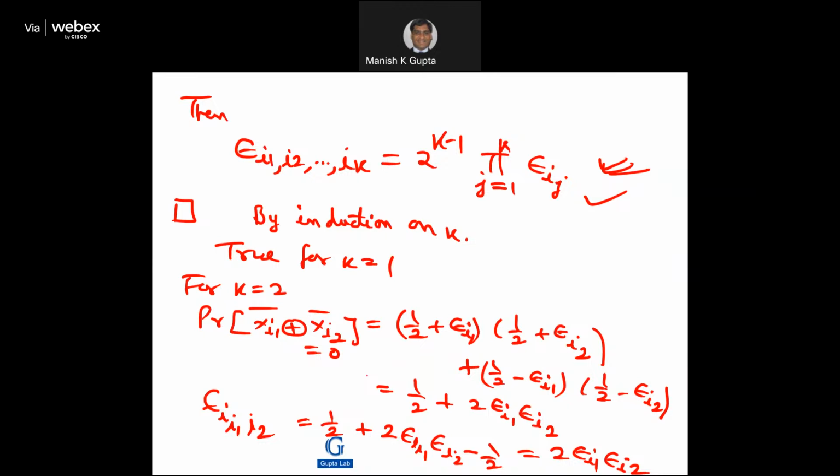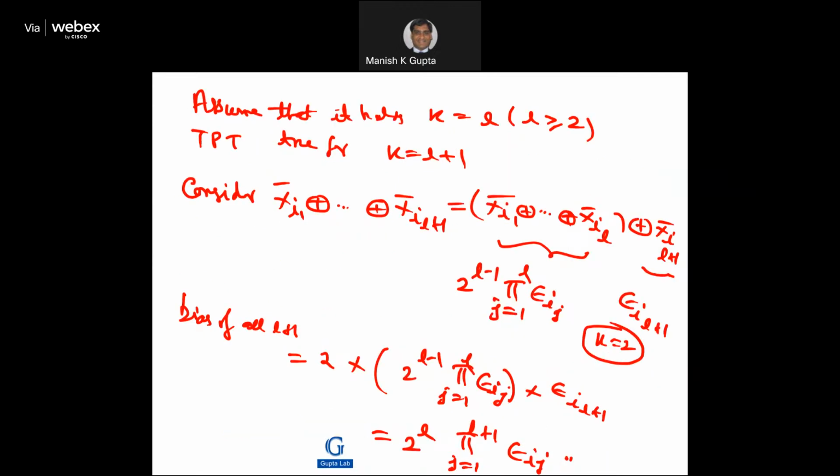Assume that the result is true for k is equal to L, and then prove that the result is true for k is equal to L plus 1. That is how you do the induction, right? So now assume that it holds for k is equal to L. Now L is of course at least 2. We want to prove that it is true for k is equal to L plus 1. Now we consider xi1 xor up to xi L plus 1. I am taking one more extra bit, right? This can be written as those L bits plus the last bit which we added.